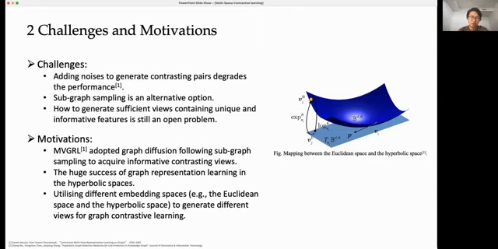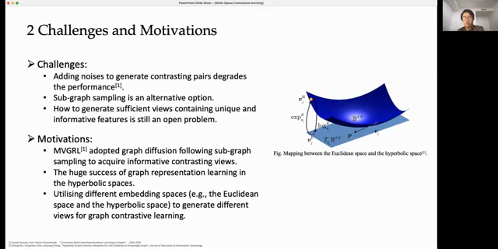Inspired by recent progress of geometric graph mining in the hyperbolic space, which has achieved satisfactory results under various real-world scenarios, we innovatively utilize the greater expressiveness of different embedding spaces, including the hyperbolic space and the Euclidean space, to generate multiple views of the input graph.